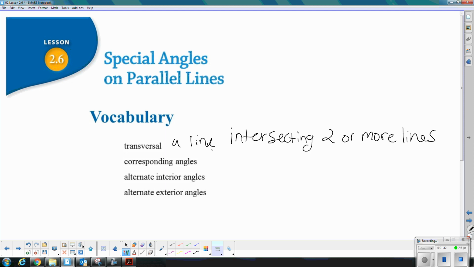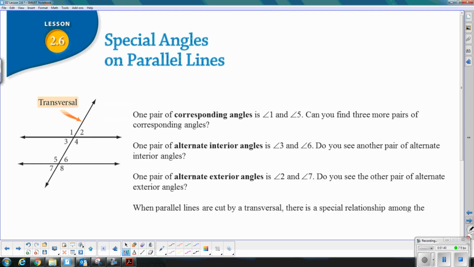correspond with each set of lines and the transversal. So let's look at the figure. Here's your transversal. This line here, that's your transversal. It's cutting these lines, which are parallel, because we're talking about parallel lines here. So those two lines are parallel. Corresponding angles are this angle on the top line cut by the transversal, and this angle on the bottom line that's cut by the transversal.